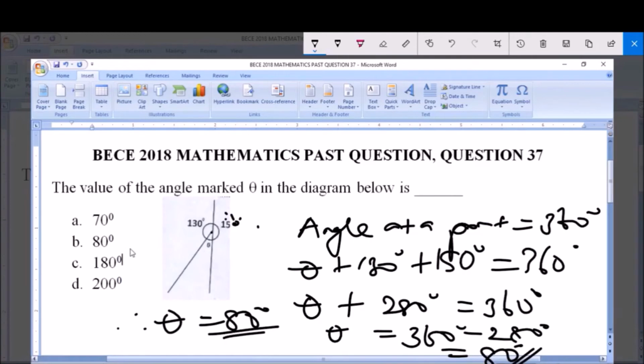Now from the options, option A says 70, which is wrong. B says 80, which is correct. C says 180, which is wrong. And D says 200, which is wrong. So the final answer and the correct answer is B, 80 degrees.